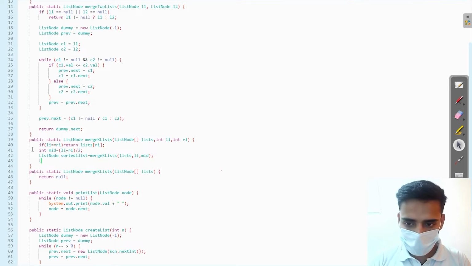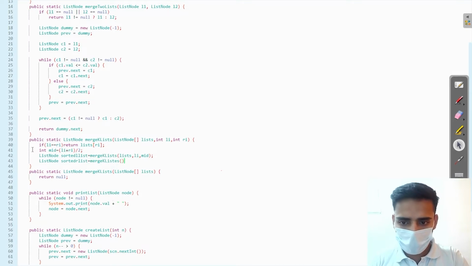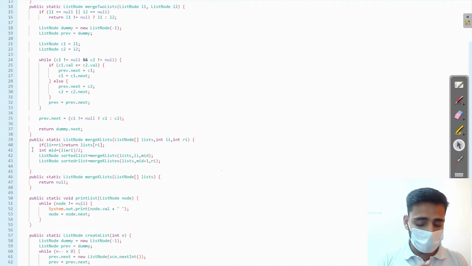Again, one more list, sorted R list, will be equal to merge k lists. Inside this we'll pass lists, comma, mid plus 1, comma, ri. Okay, this is done. Now what will it return? It will return the merged left half of the linked list and the right half of the linked list. I just have to merge these two linked lists, so I will call merge two lists.